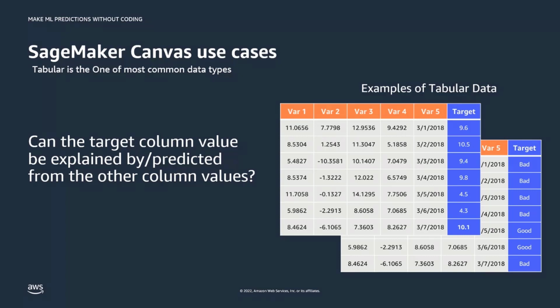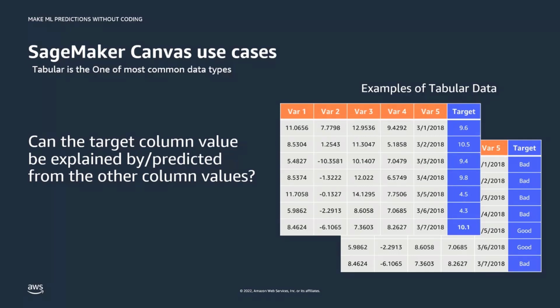So when you think of tabular data, think of data in a spreadsheet, right? I have rows and columns, and they may be categorical, they may be numeric, or they may be timestamps. But that's kind of what the data consists of. And so if, to help me solve a business problem, I have data in this form, and especially where I have a target column that I want to see if I can explain or predict by the other columns, then this is a perfect example of how you can take advantage of Canvas.